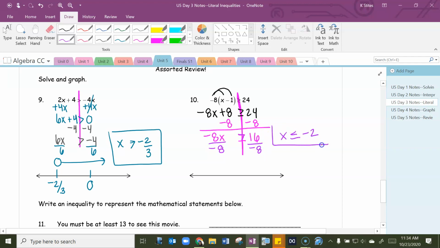16 divided by negative 8. Okay, and it's important we do that because otherwise we're going to graph it wrong. Put your -2 and your 0. This will be a closed dot. And notice we're now pointing left.